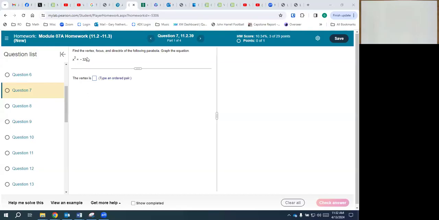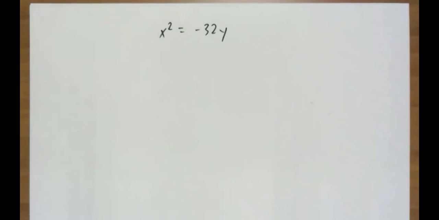So let's look at the first problem. It says find the vertex, focus, and directrix of the following parabola. Graph the equation. So let me write down, this is the equation of the parabola. And they want us to find the vertex, focus, directrix, and then we're going to graph the parabola on the computer. So let me switch back now. Let's do all the work and then we'll come back and enter the information.